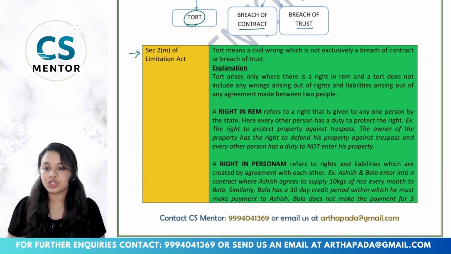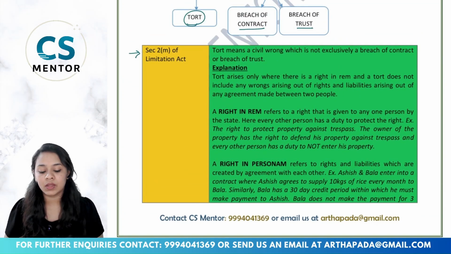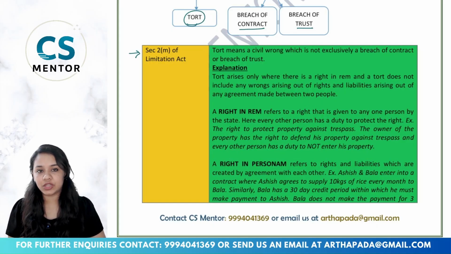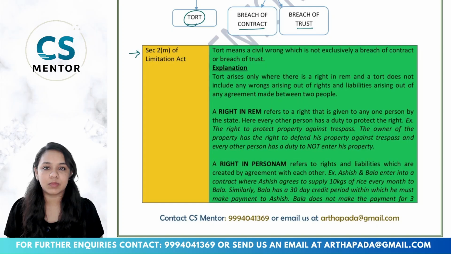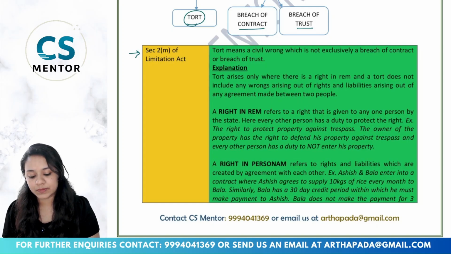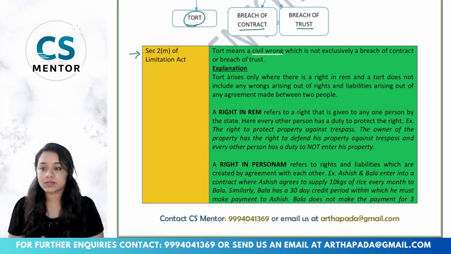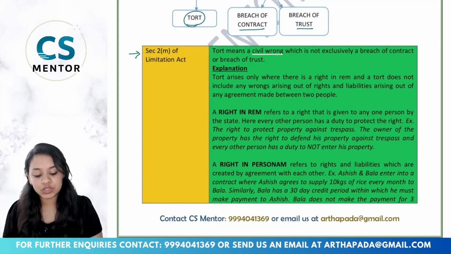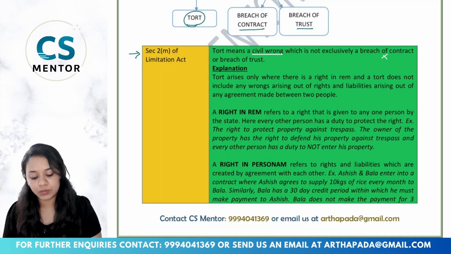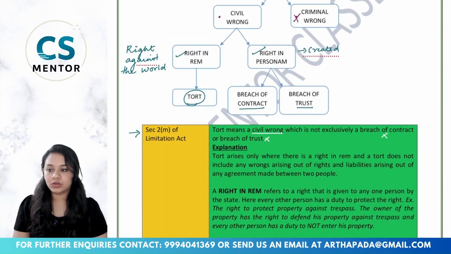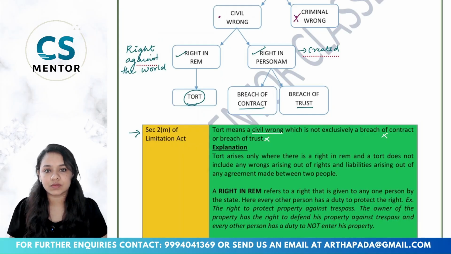So let's look at Section 2, Clause M of the Limitation Act. This definition is actually very small, but the explanation that I've given will help you with understanding multiple concepts. What does it say? It essentially says that a tort is a civil wrong, and this much we have already established, which is not a breach of contract or breach of trust. Is this very simple? It is a civil wrong. A tort is a civil wrong, which is not a breach of contract and not a breach of trust.